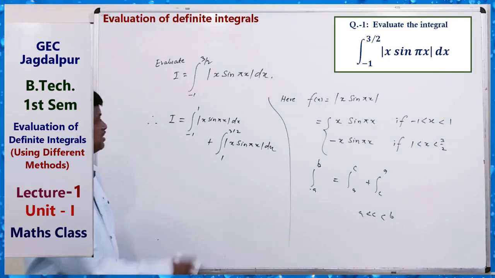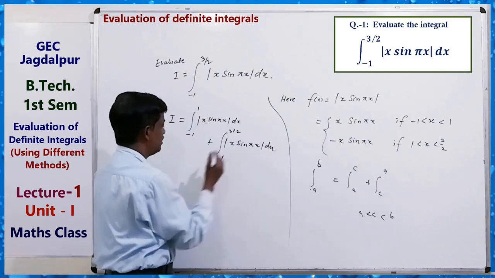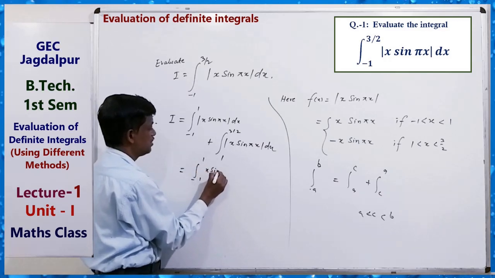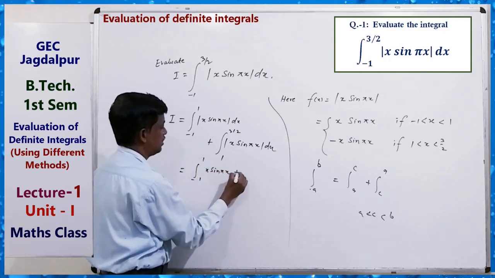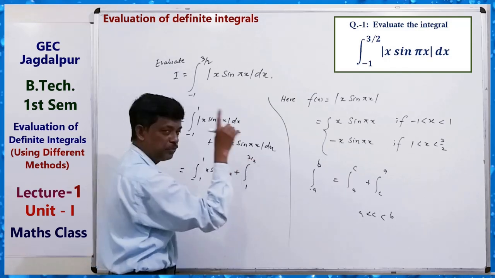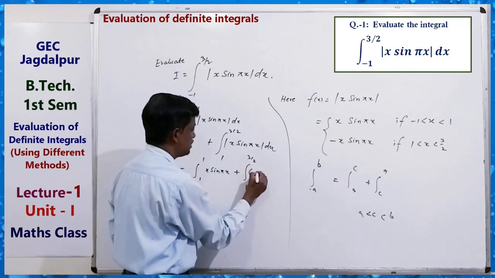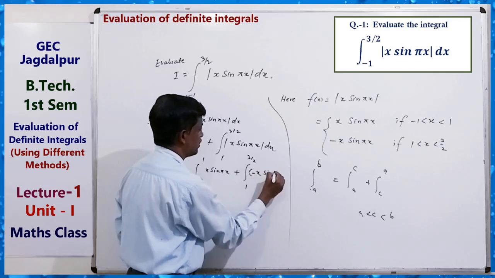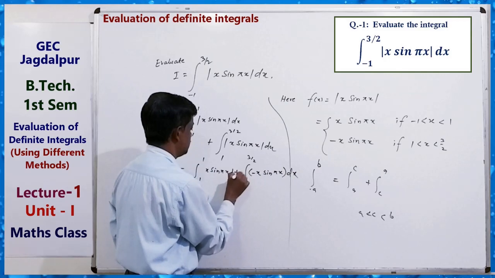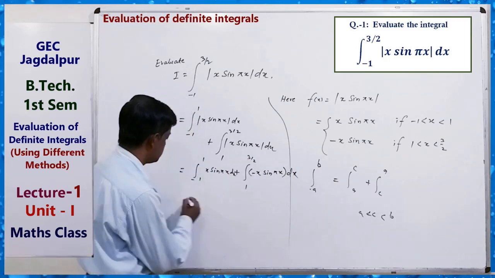So this is equal to, in this interval, integral from -1 to 1 of x sin pi x, plus here from 1 to 3 by 2, its value is with minus sign, so minus x sin pi x dx. Now we can solve it.